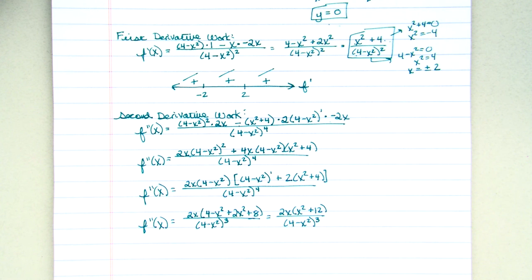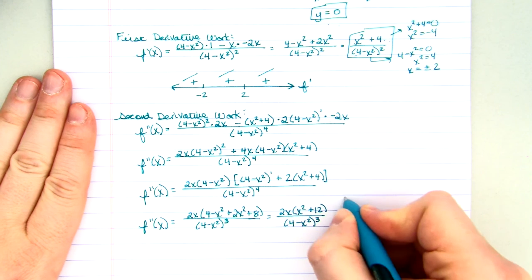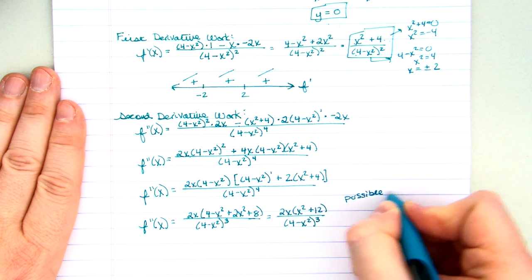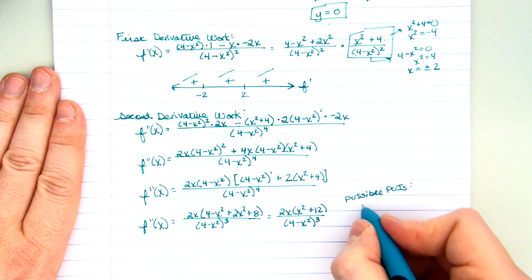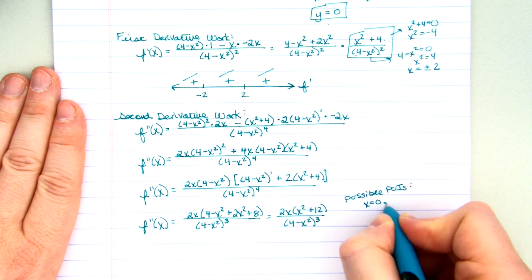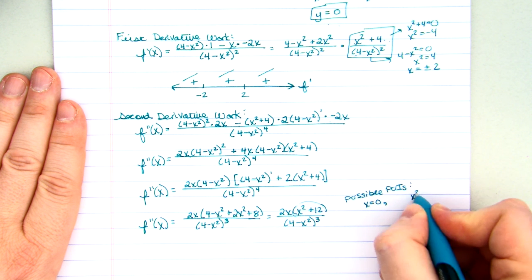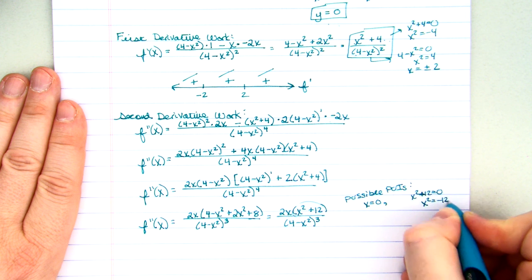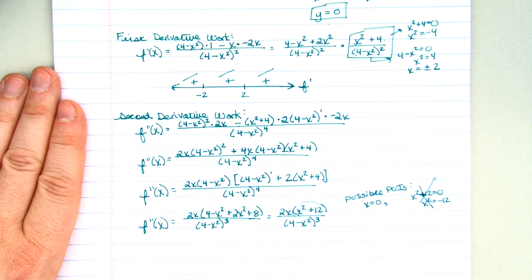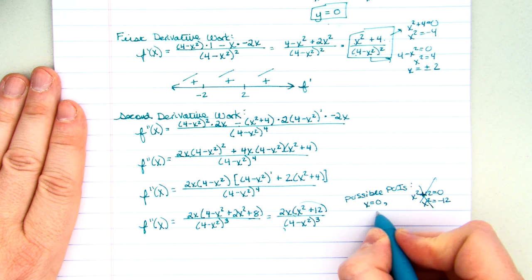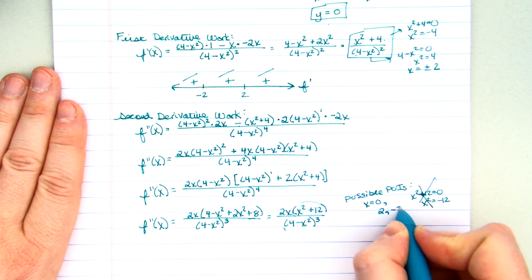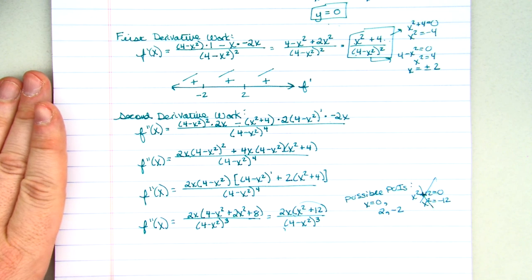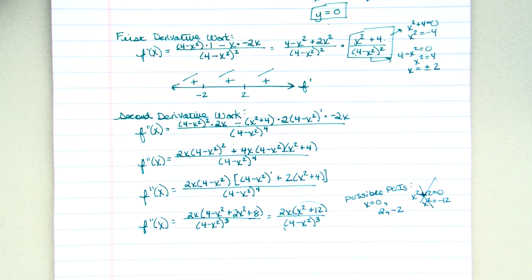Actually, what are those possible points of inflection? Let's see, possible POIs. From the numerator, I've got x equals 0. From x squared plus 12, I'm not going to get anything. Set x squared plus 12 equal to 0, you're going to get x squared equals negative 12. You're going to get imaginary things there, so that's not useful. From the denominator, same deal as usual. I'm going to get 2 and negative 2, same thing that I got when I tried to get my critical values. Go make your number line and find the points of inflection.